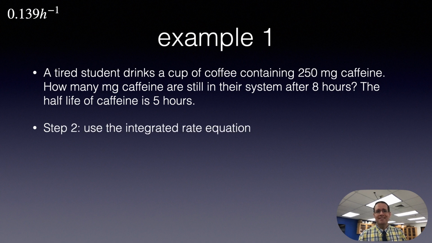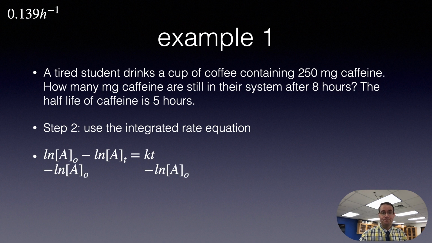Step 2 here is to use the integrated rate equation. Please jot this down on a note card if you don't already have it. It's handy for reference. Natural log of A0 minus natural log of At is equal to Kt, all right? And what are we trying to find here? We're trying to find the final amount of caffeine that's still in their system. So we're trying to find At, all right? So we want to solve for At. How do we do that?